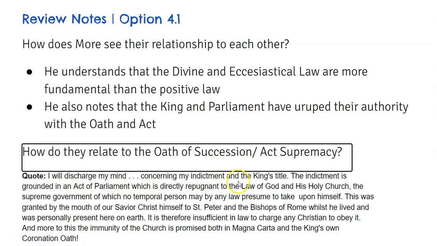He says, "I will discharge my mind concerning the indictment, my indictment, the king's title. The indictment is grounded in an act of parliament which is directly repugnant to the law of God and his holy church, the supreme government of which no temporal person may by any law presume to take upon himself. This is granted by the mouth of our Savior Christ himself to St. Peter and to the bishops of Rome whilst he lived and was personally present here on earth. It is therefore insufficient in law to charge any Christian to obey it. And more to this, the immunity of the church is promised in both the Magna Carta and the king's own coronation oath." So there's where Moore talks about how what they've done through British positive law is contradicting the divine law and the ecclesial law, so it's not reasonable. And he says it's not reasonable, I don't have to obey it. So yeah, again, he's really clear in his conscience.